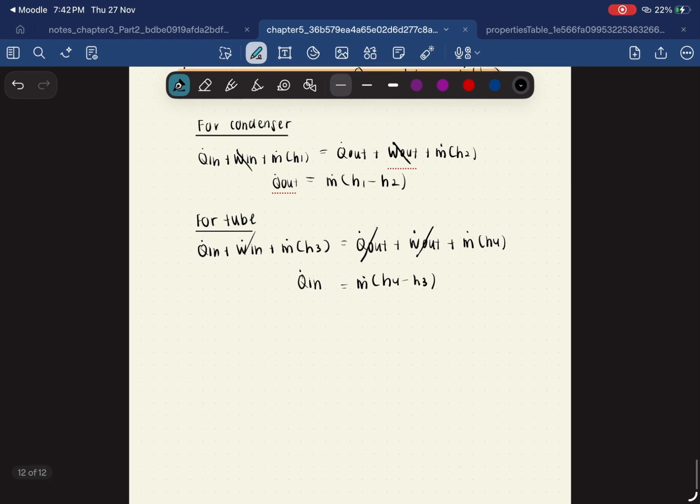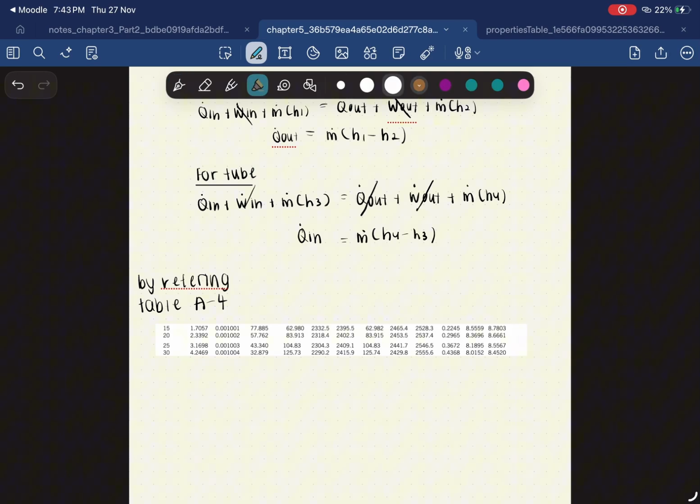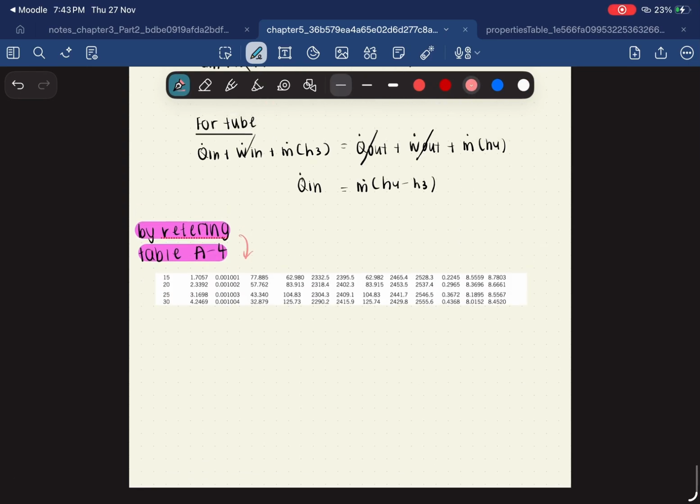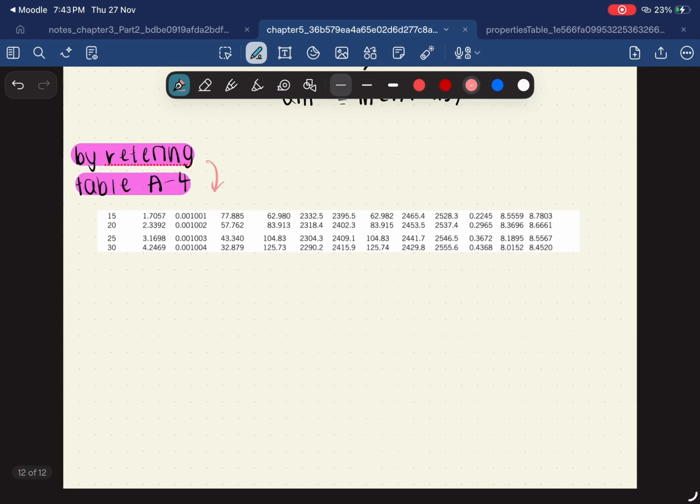Based on the information given, we already have the m dot, but we don't have the internal energy going outside and the internal energy going inside the tube. We know that this is saturated water, so we can refer to table A4 to find the internal energy. The temperature going inside the tube is 18 and the temperature going outside is 27, so we can refer to table A4 with information from 15 to 30.